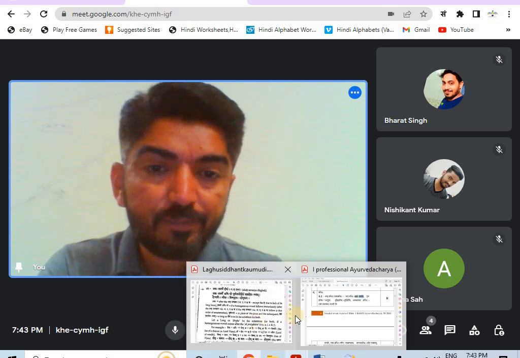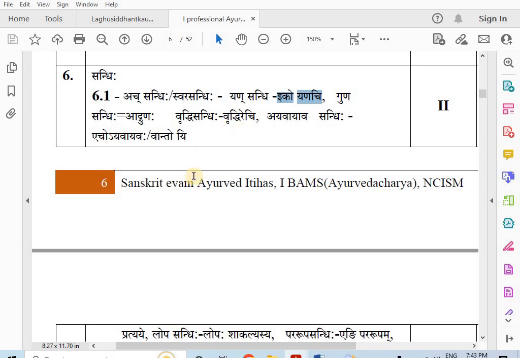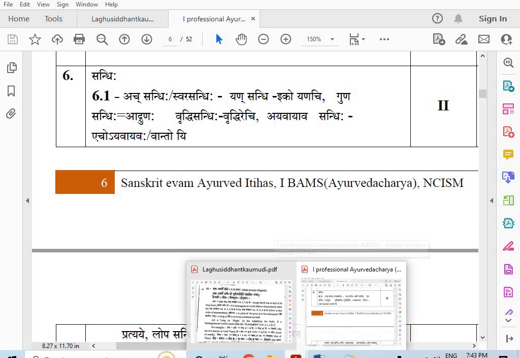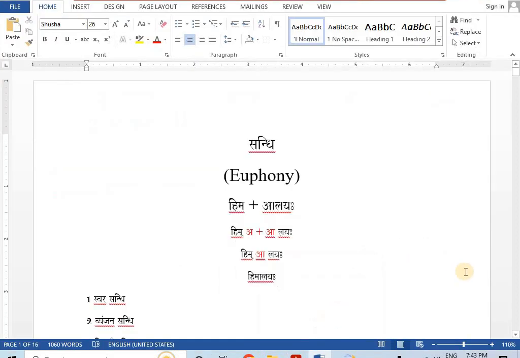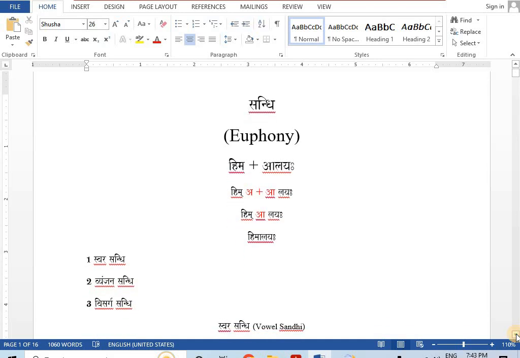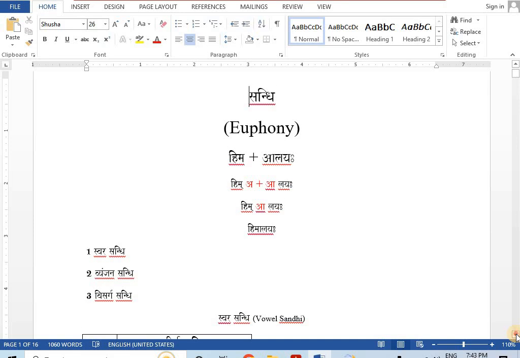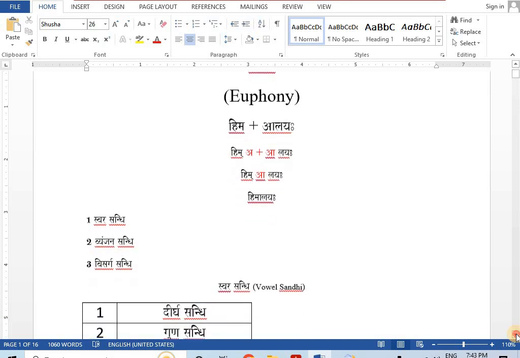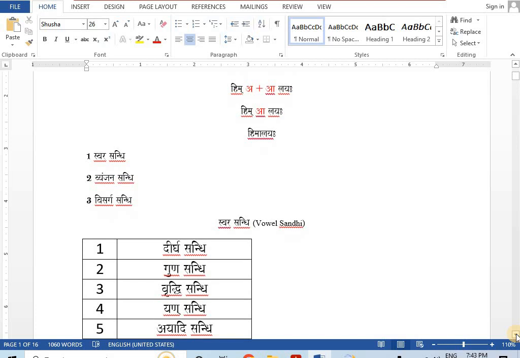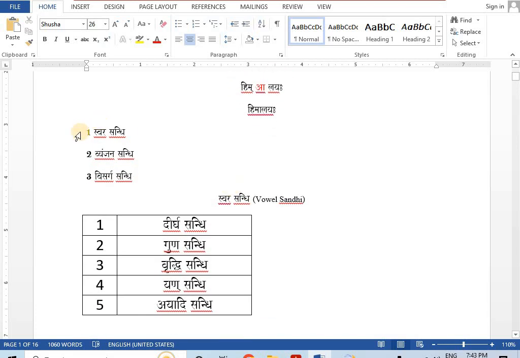If you look, you will not find it anywhere here in vowel sandhi, but we will understand that dirgha sandhi first, right? So as per the sutra, let us start learning sandhi. Now, basic things about sandhi I already taught you in one lecture, right, in term one. So sandhi is euphony, joining two different words. And here, as I already mentioned, we have three types of sandhi: swara sandhi, vyanjan sandhi, visarga sandhi.